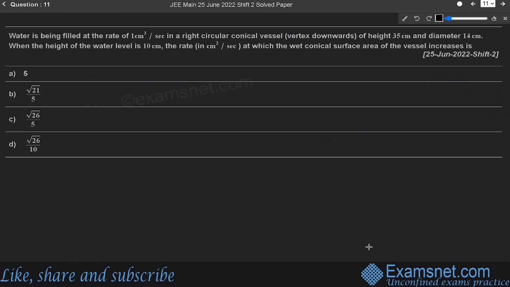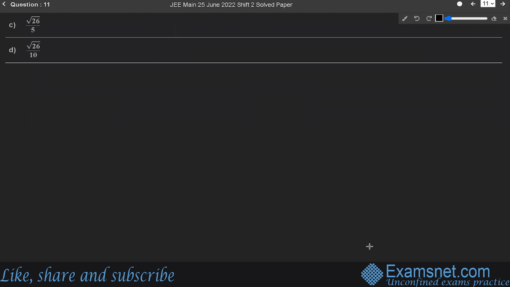Next question is water is being filled at the rate of 1 centimeter cube per second in a right circular conical vessel, vertex downwards, of height 35 centimeter and diameter 14 centimeter. When the height of the water level is 10 centimeter, the rate in centimeter square per second at which the wet conical surface area of the vessel increases is. So first, let us understand the diagram of this question. The diagram says that the right circular conical vessel is vertex downwards. So its figure will be somehow this way.